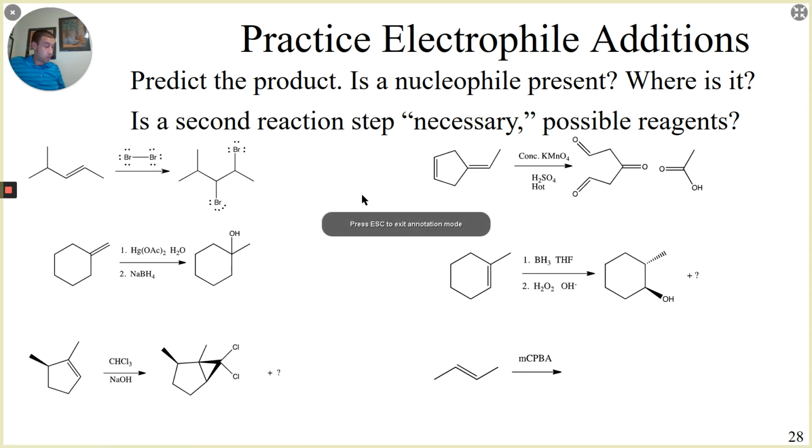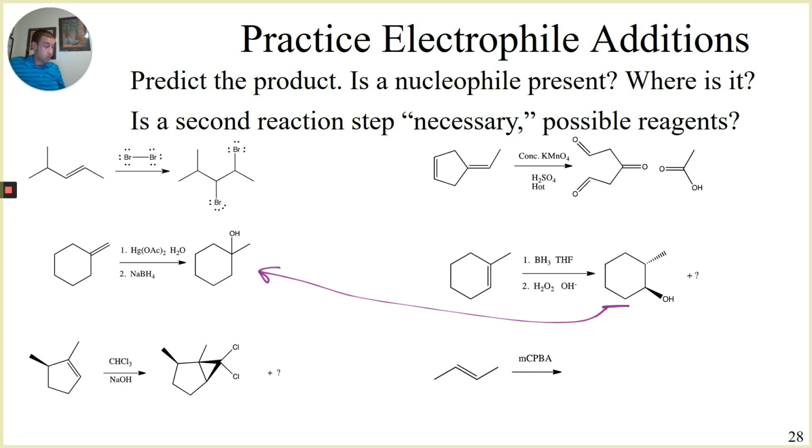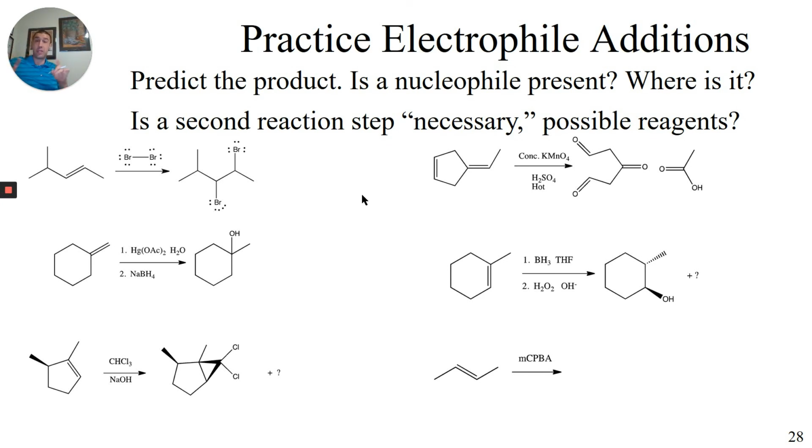The thing that I would like to call out is note that we're getting a different result here, and it's not because the pi bond is located in a different location. Look where that OH is going. The OH in the BH3 is going to the least substituted position. The OH with the mercury reagent is going to the most substituted position. So those two reagents are very often in the same multiple choice set because they do the exact same chemistry. They add H and OH across a pi bond.